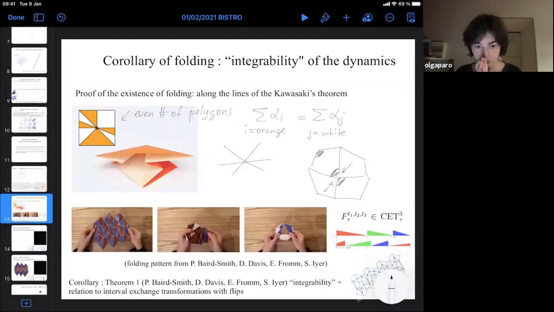What does it mean? It helps us prove the first theorem of integrability of Baird, Smith, Davis, Fromm, and Ayer. Why? Because now when you look at a trajectory which goes through a tiling, and you want to prove these stability properties, it is sufficient to do it on a folding. And what happens on a folding? On this small picture, all the vertices are lying on the same circle, and it's a circle in which all the tiles on the plane fold, and so you have only one circle.